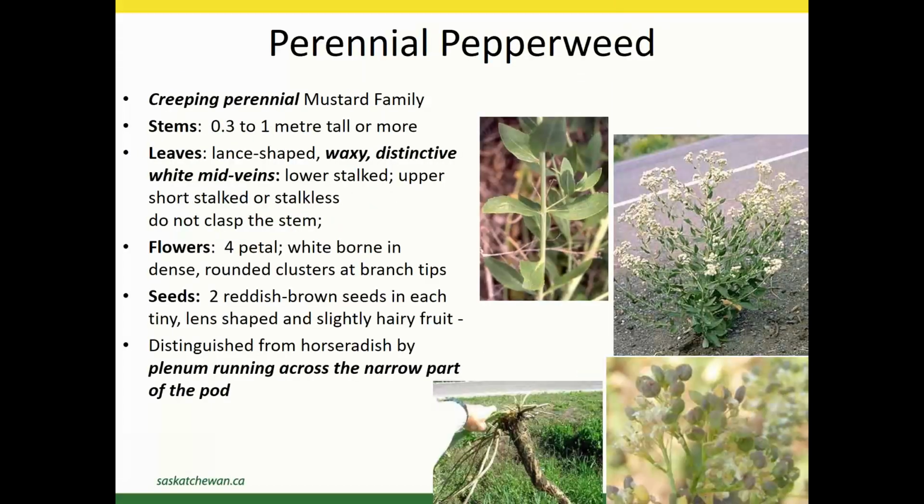Perennial pepperweed, we don't have any record of that in the province at this point. It looks very similar to horseradish in many ways. The real distinction between it and horseradish is that when you look at the seed pods at the top of the plant, with horseradish, the division in the pod runs parallel to the widest part of the pod, whereas with perennial pepperweed, it cuts that broadest part of the pod in half. So that's what we look for to distinguish it from horseradish.